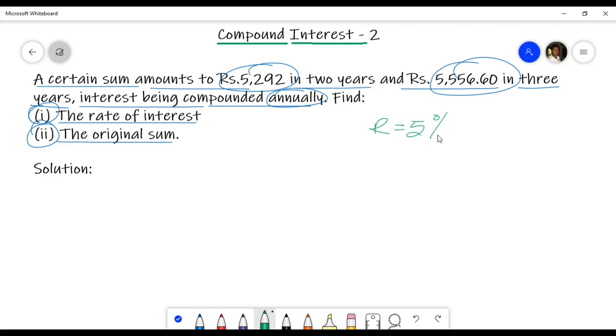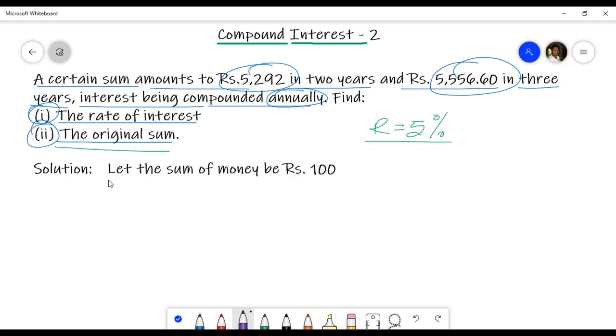Alright, so the rate is 5%. I will just write it here so that you don't forget it. We have found this rate. It's not given in the question. Okay, the next task is to find the original sum. We'll just assume the principal.